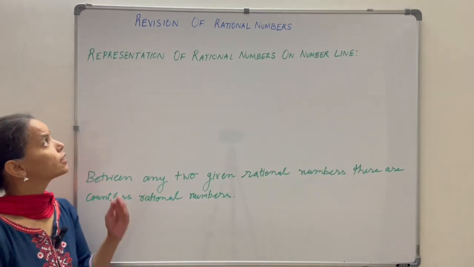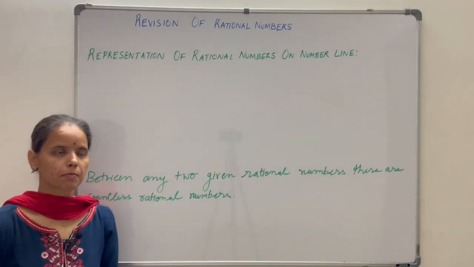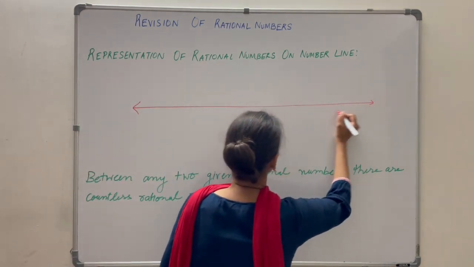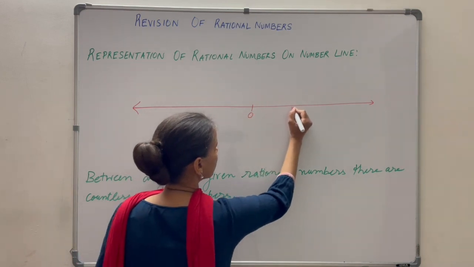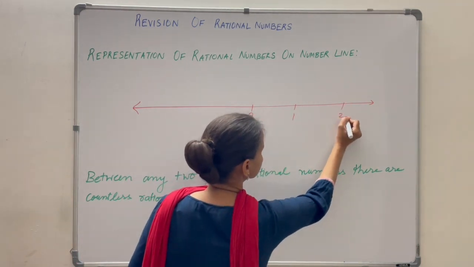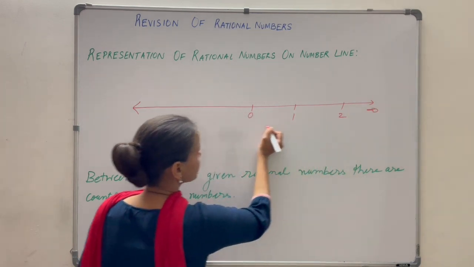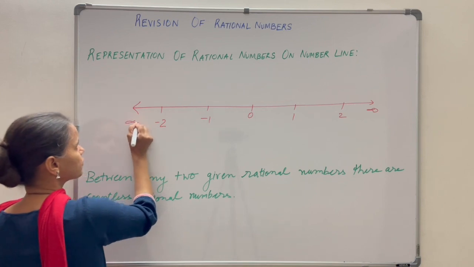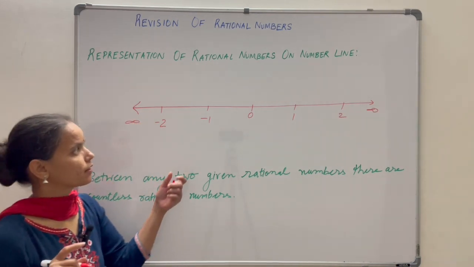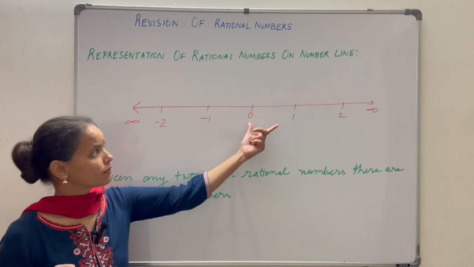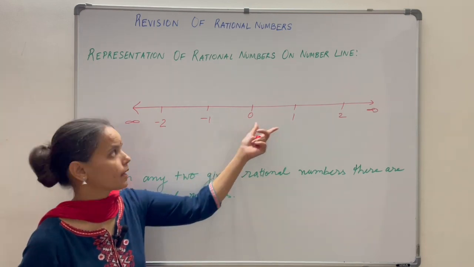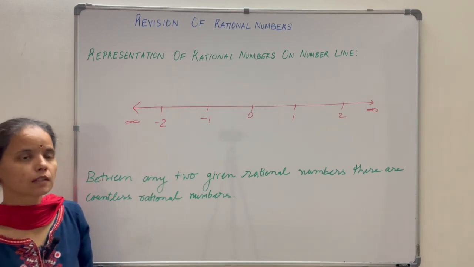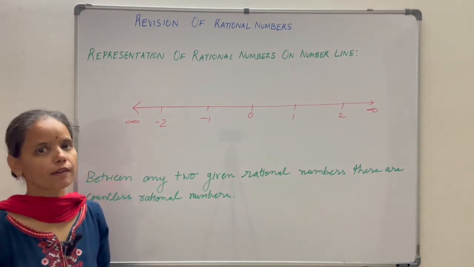Let us now do representation of rational number on number line. So the number line of rational number and integers is the same. This has got 0 here, 1, 2 and goes to infinity in this direction. This is minus 1, minus 2 and goes to infinity in this direction. So in rational numbers, we have numbers in between these two numbers as well, 0 and minus 1 and minus 2. We'll come back to that. First, let us see how to represent a rational number.